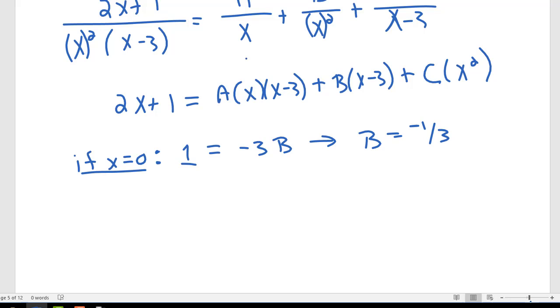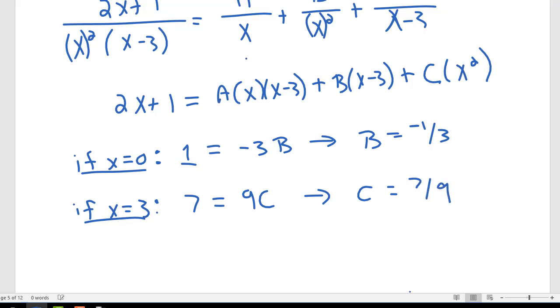That was really nice. All right, now the next term I could zero is x equals 3. So x equals 3 would get rid of the a and b terms. Right? So if I plug x equals 3 into the left-hand side of the equation, I'm going to get 6 plus 1, which is 7. And if I plug 3 into here, I get 0. Plug 3 into here, I get 0. Plug 3 in here, I get 9c. So c is 7/9. So pretty quickly, we have found b and c.